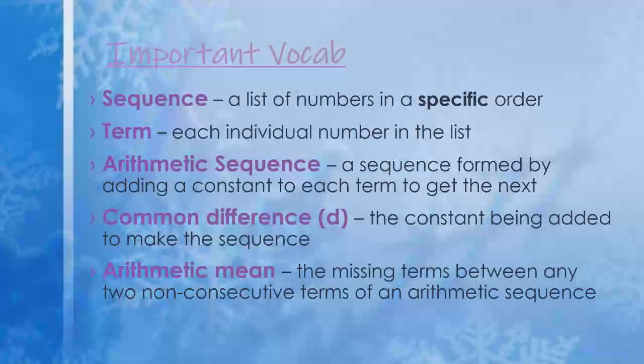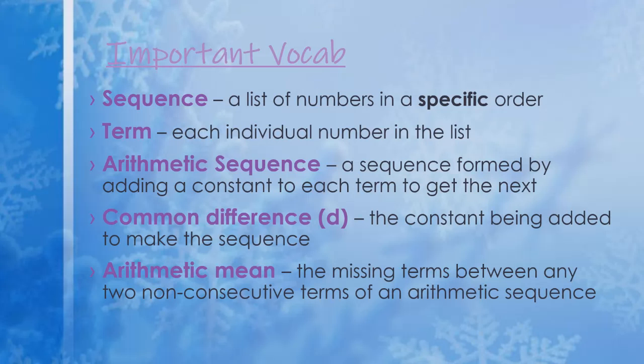Now, an arithmetic sequence specifically is a sequence that is formed when you add something to each term to get the next one. So to go back to my sequence of 1, 2, 3, 4, 5, I'm adding 1 each time. That is an arithmetic sequence. 1 plus 1 is 2, 2 plus 1 is 3, 3 plus 1 is 4, etc. Okay? That plus 1 is the common difference, or the D value. So whatever you're adding each time is that D value.